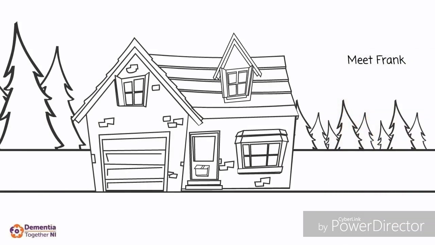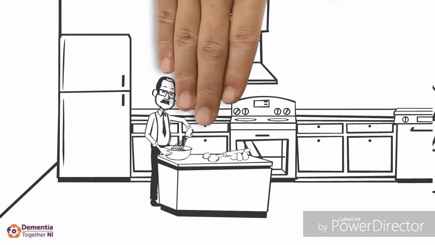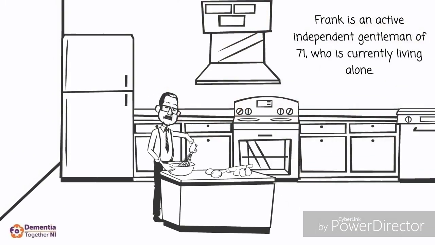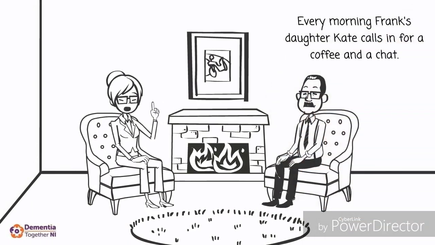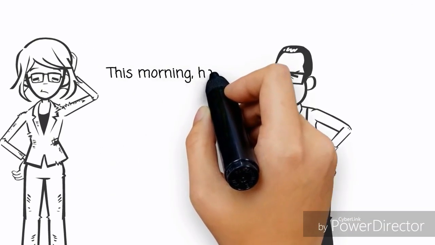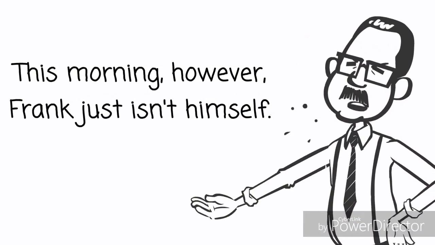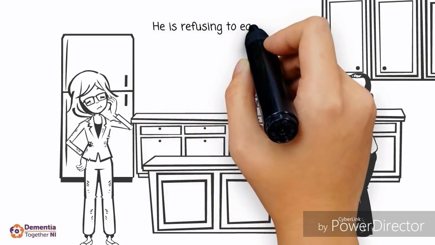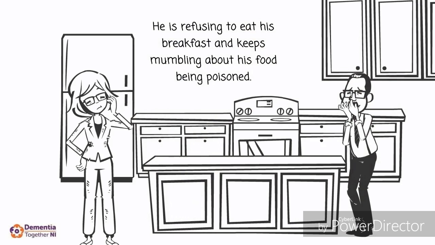Meet Frank. Frank is an active, independent gentleman of 71 who is currently living alone. Every morning, Frank's daughter Kate calls in for a coffee and a chat. This morning, however, Frank just isn't himself. He's refusing to eat his breakfast and keeps mumbling about his food being poisoned.